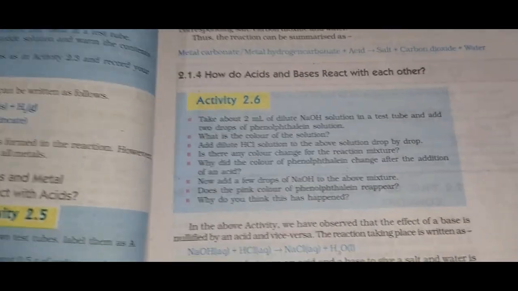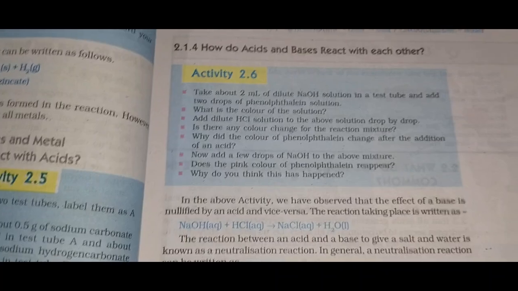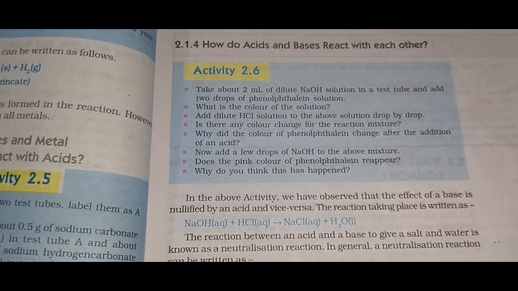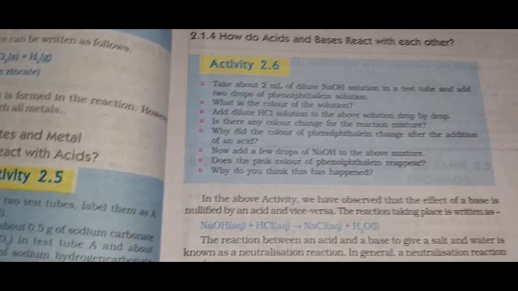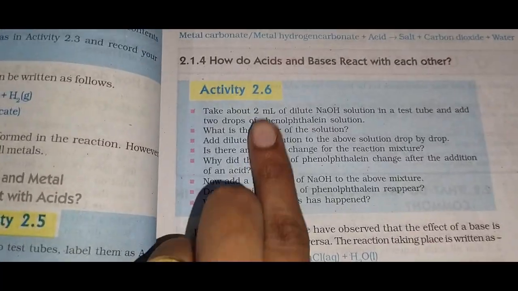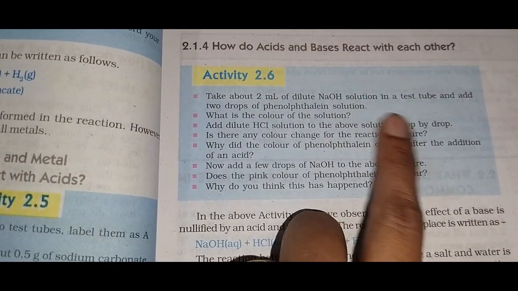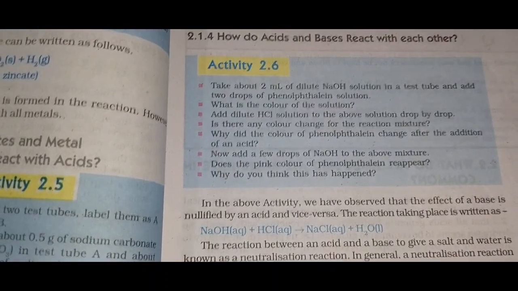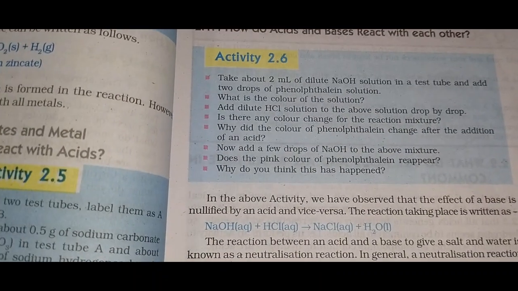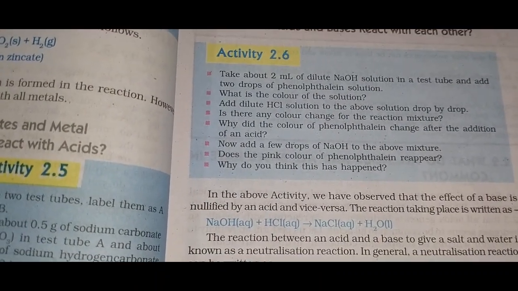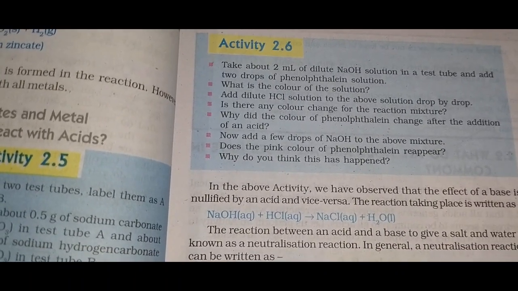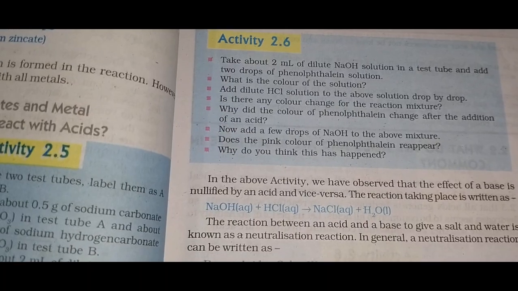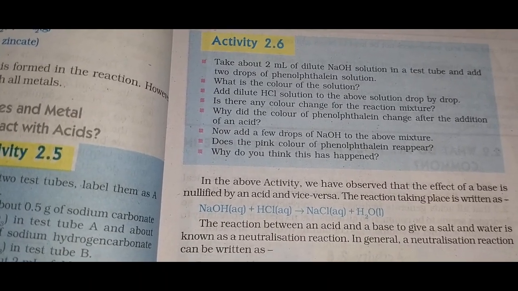Then, how do acids and bases react with each other? We know that when acids and bases react with each other, they nullify or neutralize each other's effect. We can test this. Take about 2 ml of dilute NaOH solution in a test tube and add 2 drops of phenolphthalein indicator solution to it. We can see the color of the solution, and when we add HCl to it drop by drop, its color changes.